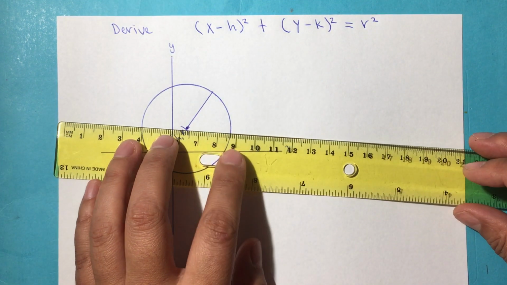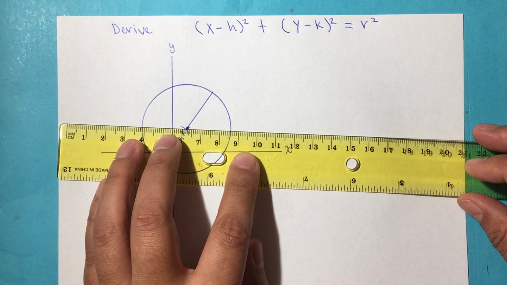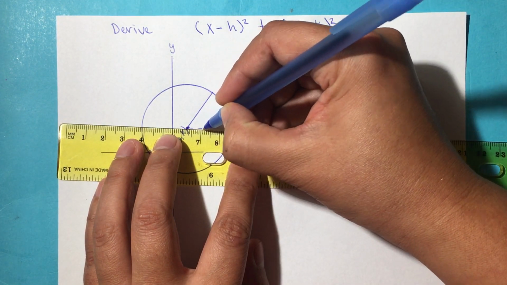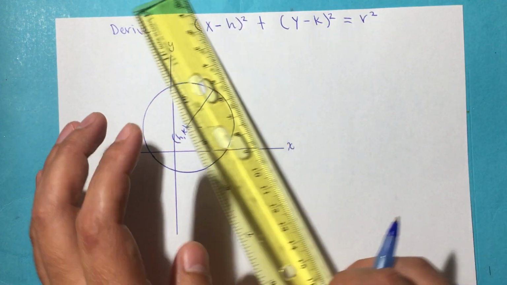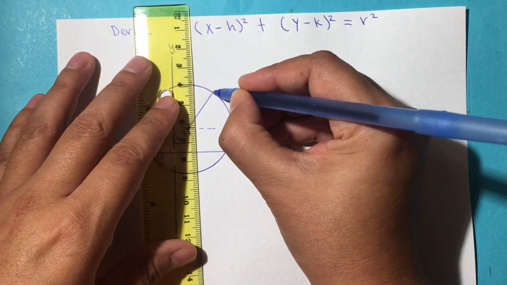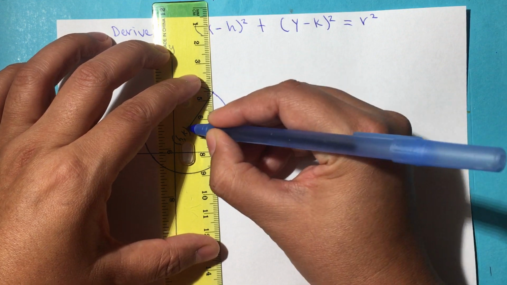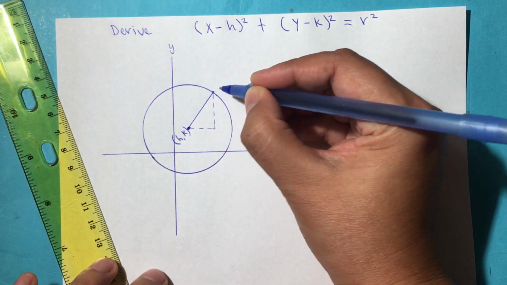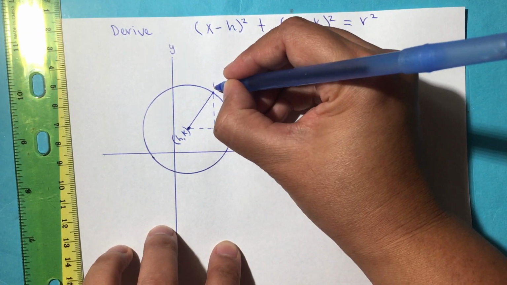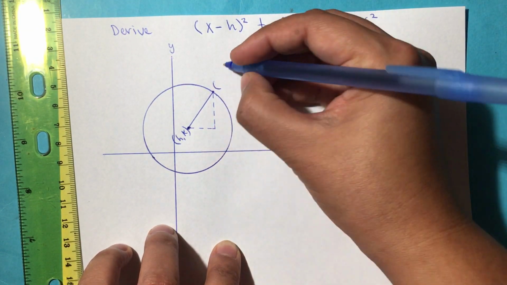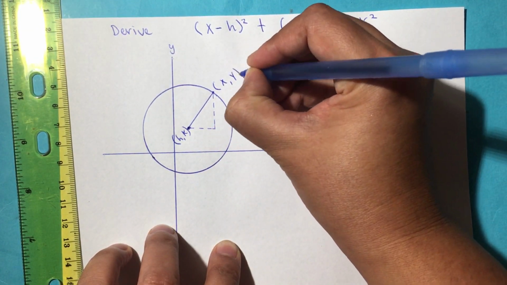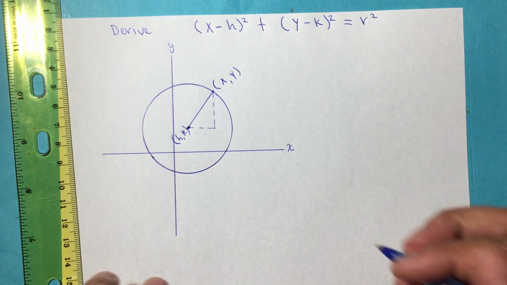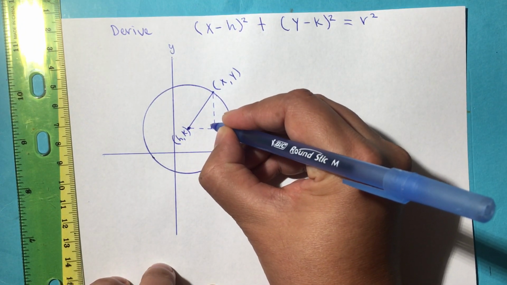And from there, we're going to draw a triangle that has a right angle using the 2 points, the point on the circle and that center. Okay, again, this point can be any point. We're just going to label it as X, Y. And this is going to be a right triangle.